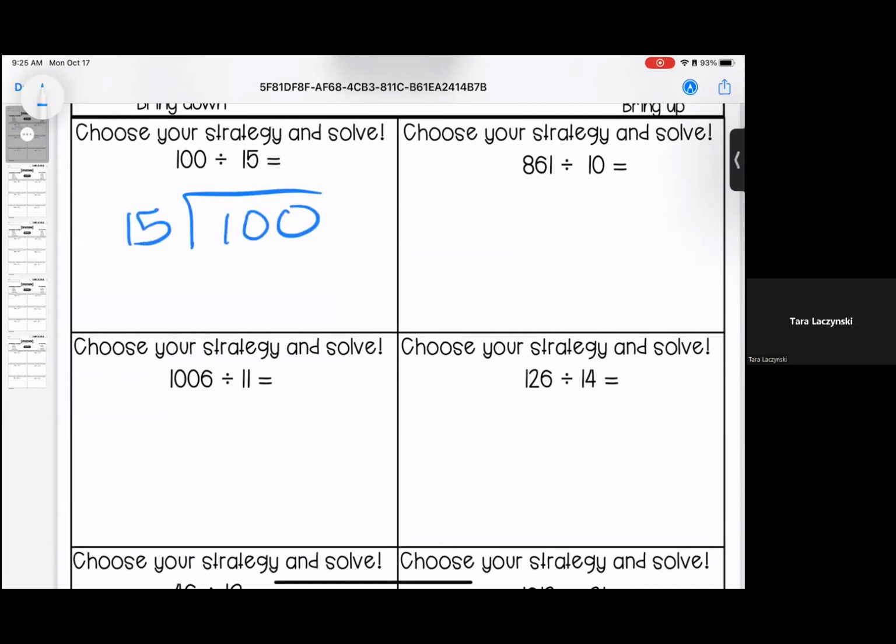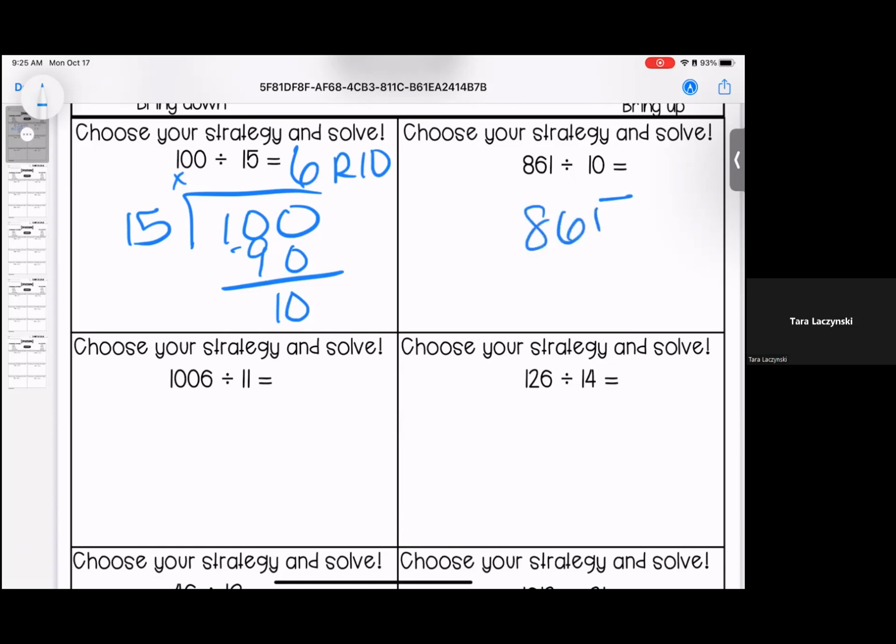And we start with, can 15 go into 1? No. Can 15 go into 10? No. 15 is going to go into 100 6 times because 6 times 15 is 90. When I subtract 100, take away 90 is 10. My answer is 6 with a remainder of 10.